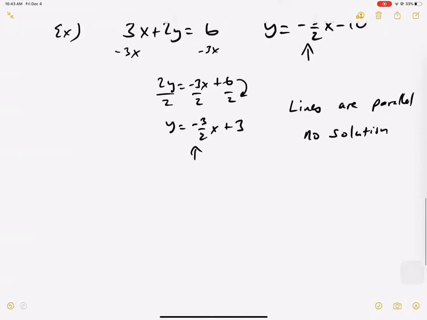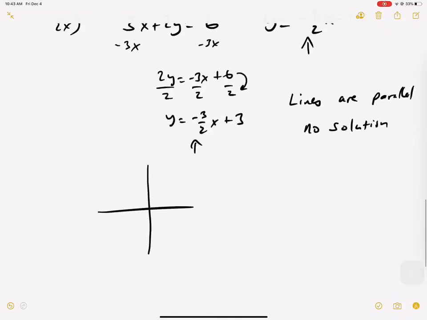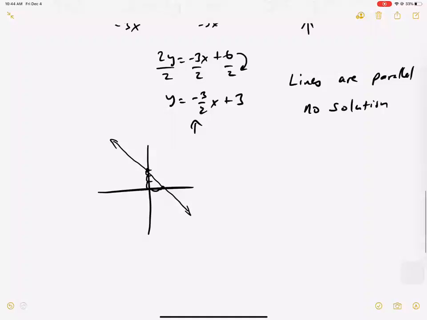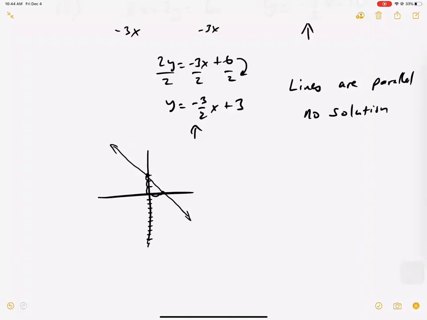But when they're parallel, let me go ahead and graph these now. 1, 2, 3. The slope is negative 3 over 2. That's one line. Next line was at negative 10. Negative 2, 3, 4, 5, 6, 7, 8, 9, 10. And then the slope was negative 3 over 2, negative 1, 2, 3 over 2. These lines here are parallel, so they will never intersect. No matter how far you go, these lines will never meet up.